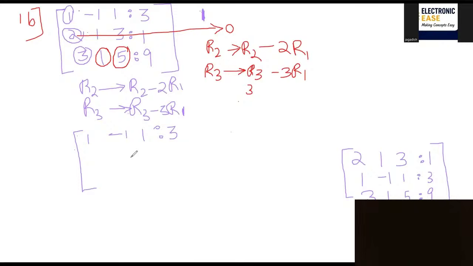Now apply the row operation and tell me the answer. Tell me quickly. It's in M1 only, but that is there in the long form.